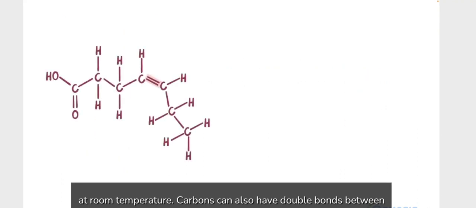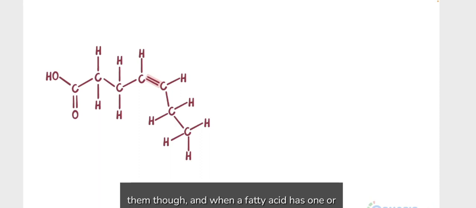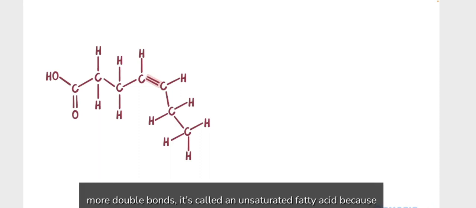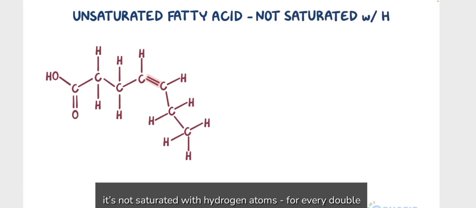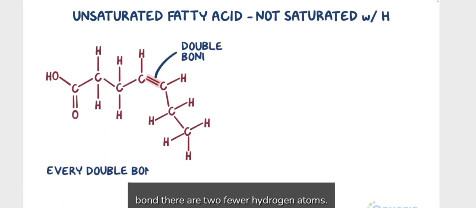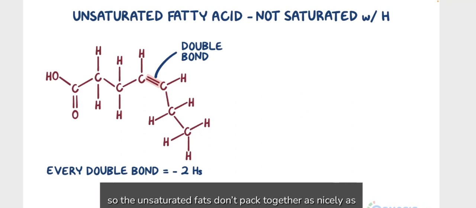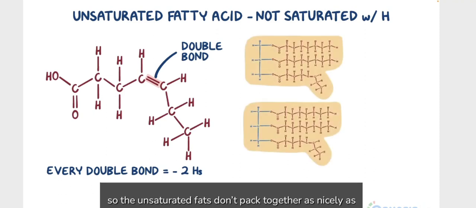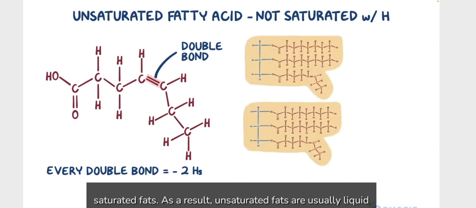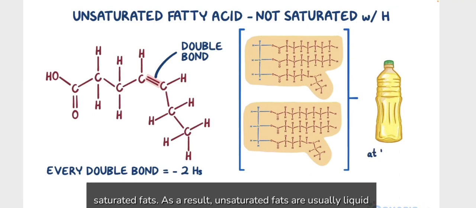Carbons can also have double bonds between them though. And when a fatty acid has one or more double bonds, it's called an unsaturated fatty acid, because it's not saturated with hydrogen atoms. For every double bond, there are 2 fewer hydrogen atoms. Also, a double bond causes a kink in the molecule, so that unsaturated fats don't pack together as nicely as saturated fats. As a result, unsaturated fats are usually liquid at room temperature.